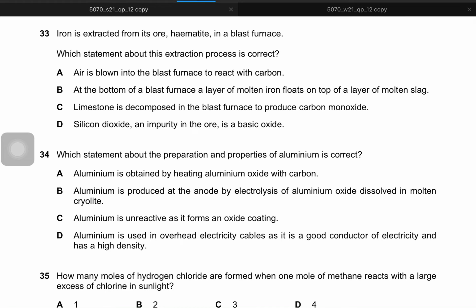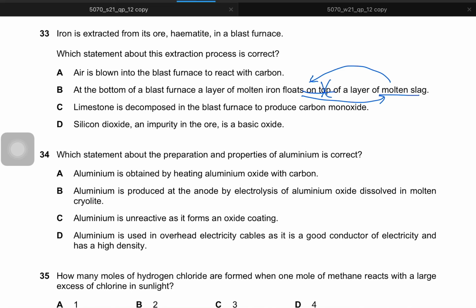At the bottom of the blast furnace, a layer of molten iron floats on top of the molten slag. No, sorry. Molten slag is on top and iron is at the bottom. So that is not true. Iron is a metal. It is denser, it is heavier. It can't float on the top.